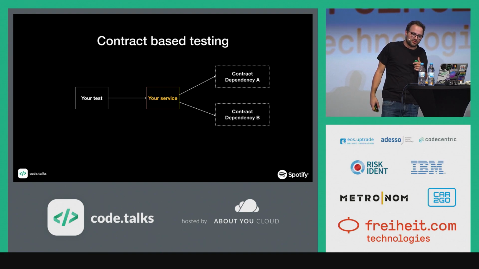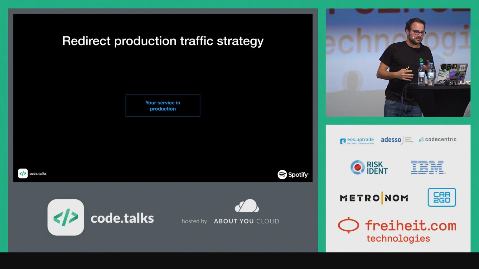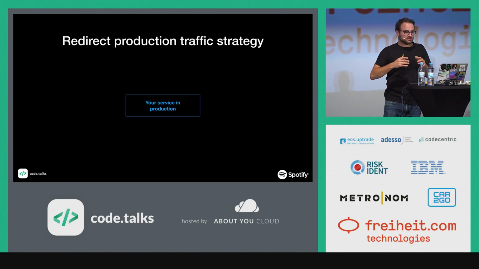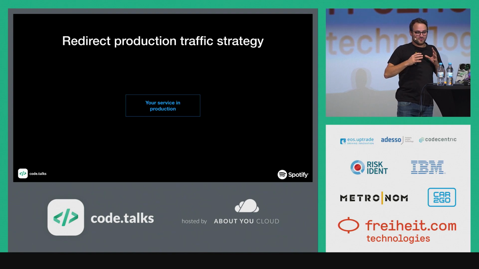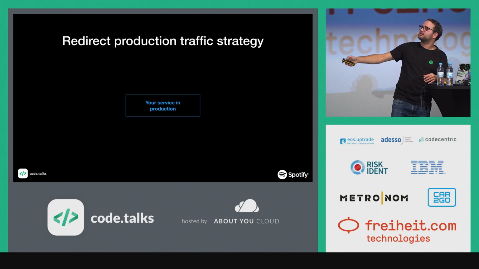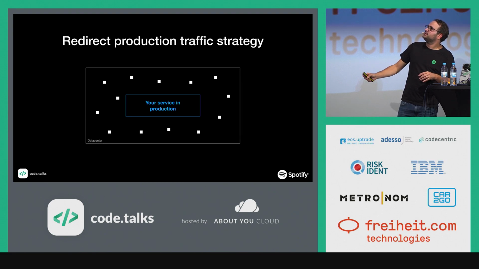So now we come to one which is really controversial discussed, but I love it. I call it the redirect production traffic strategy. The good thing is, if you don't want to use mocks, or your upstreams change very often, you can use real clients here. You use your full production environment. This is your service in production. This is not your service under test. In your data center with all its dependencies in the data center.